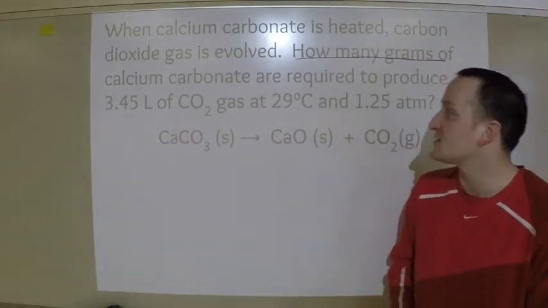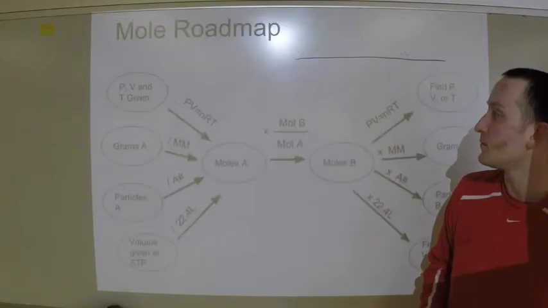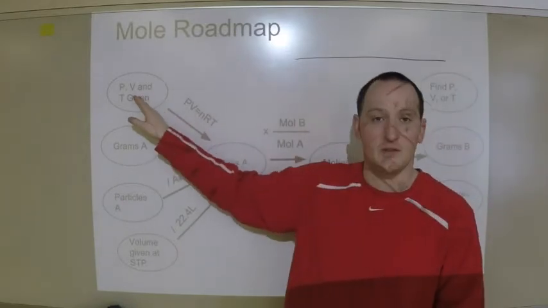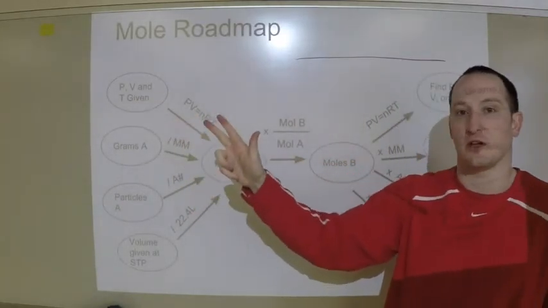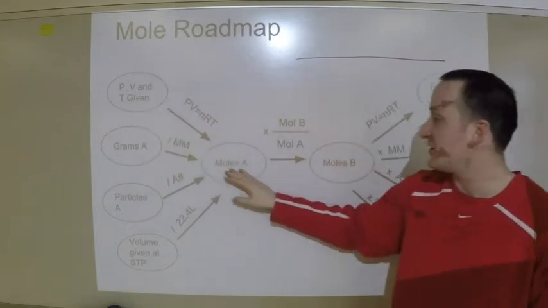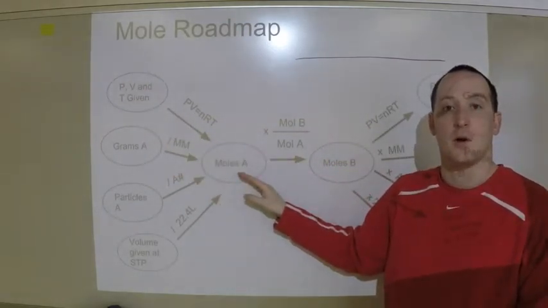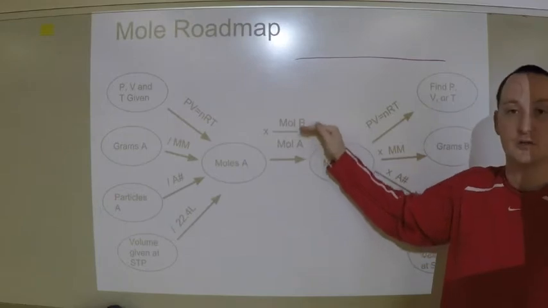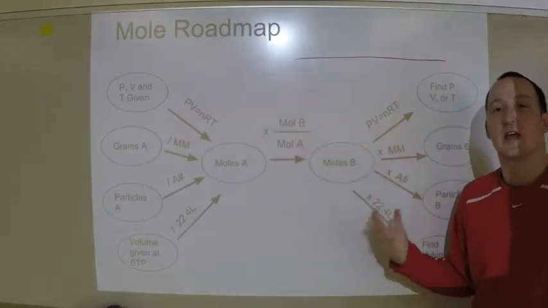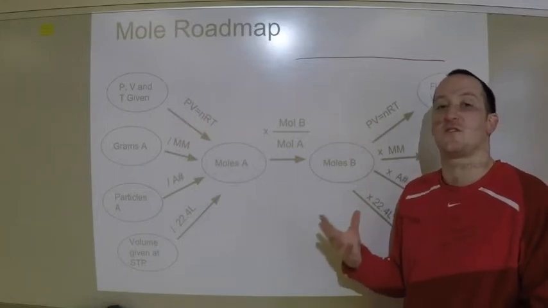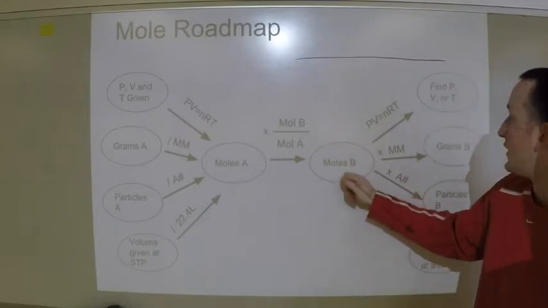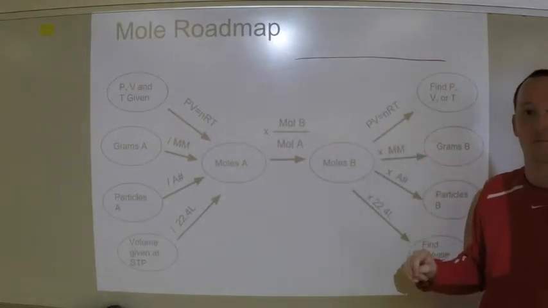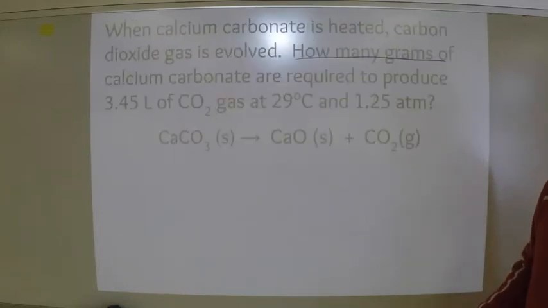Which means in this case, here's what we're going to do. We are going to use PV equals nRT first to get to moles of A. Again, the reason we can do that is because pressure, volume, and temperature are given. So I'm going to use those variables to get to moles of my CO2. Then I'm going to take my moles of A and convert to moles of B using my mole ratio. Then the last thing is, it asked us to find what? It asked us to find grams of calcium carbonate. So then I'm just going to convert from moles of B to grams of B using the molar mass of calcium carbonate. Okay? So let's go ahead and do that.